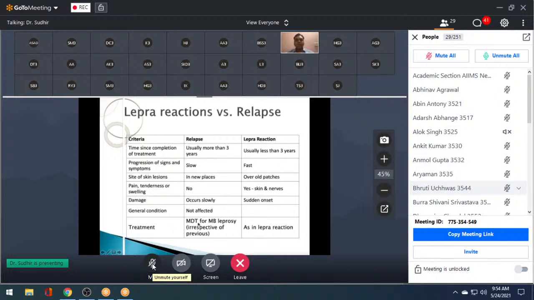So treatment is MDT for multibacillary leprosy, irrespective of the previous case. Irrespective of whether it was paucibacillary or multibacillary previously, if there is relapse, then you have to go for multi-drug therapy for multibacillary leprosy. That is for 12 months of treatment. And for lepra reaction, the treatment is as we have discussed.